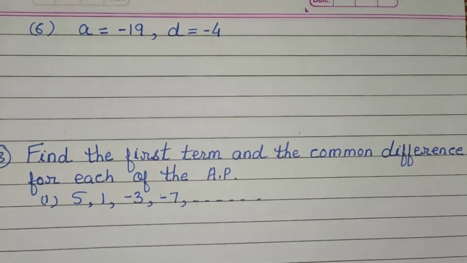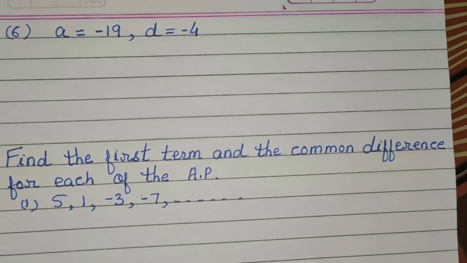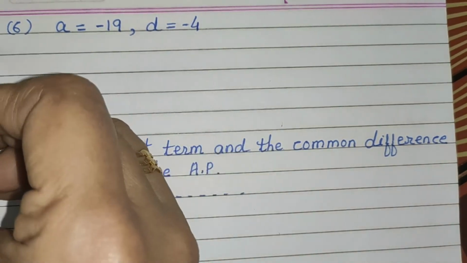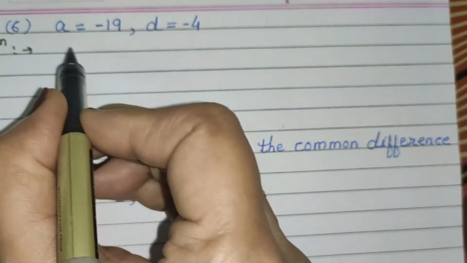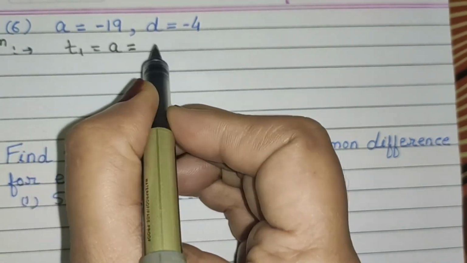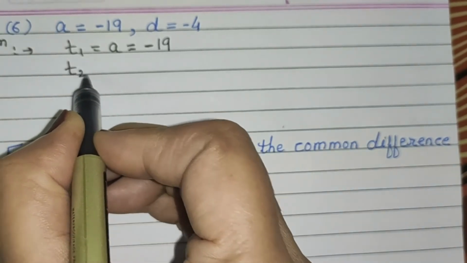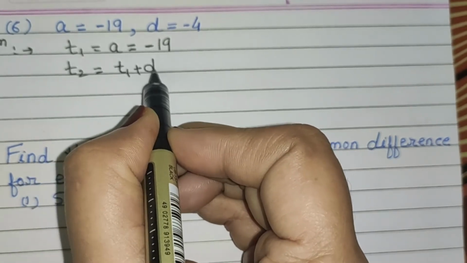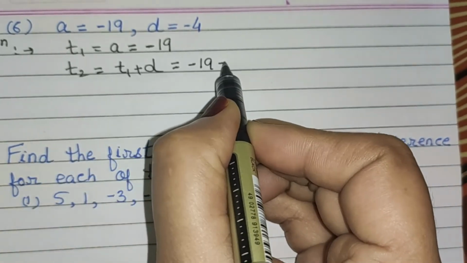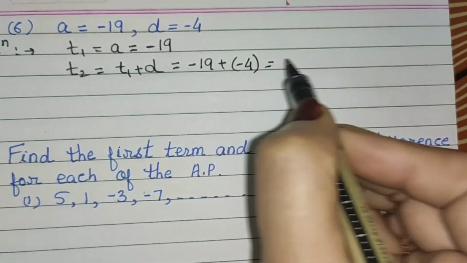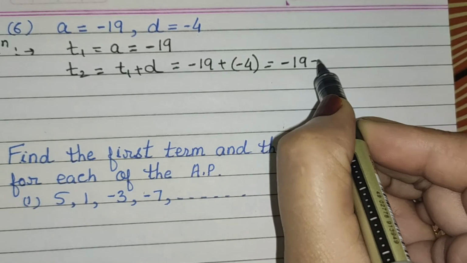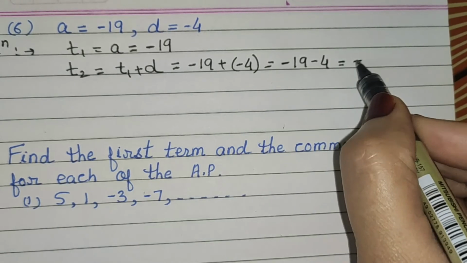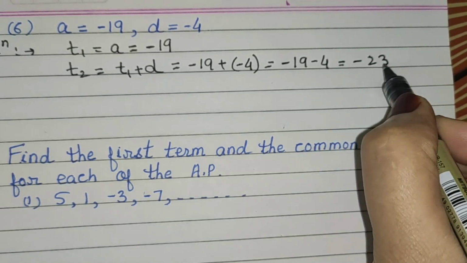Next one is 6th question. The value of A is equal to minus 19 and the value of D is equal to minus 4. Write down the solution. Here T1 is equal to A, which is equal to minus 19. T2 is equal to T1 plus D, which is equal to minus 19 plus minus 4. Solve it, we get minus 19 minus 4. Both are negative, therefore simply we add it with negative sign. We get here minus 23.